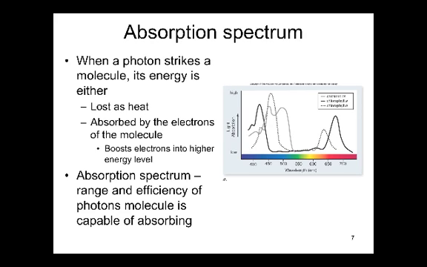So when a photon strikes a molecule, its energy can either be lost as heat or absorbed by the electrons of that molecule. If it's absorbed by the electrons of the molecule, the energy packet boosts the electrons to a higher energy level. You'll recall the energy levels we talked about in our chemistry chapter. So simply, we're moving an electron to a different energy level. The absorption spectrum then is defined as the range and efficiency of light energy that a molecule is capable of absorbing, or the range and efficiency of the photons that a particular molecule is able to absorb.